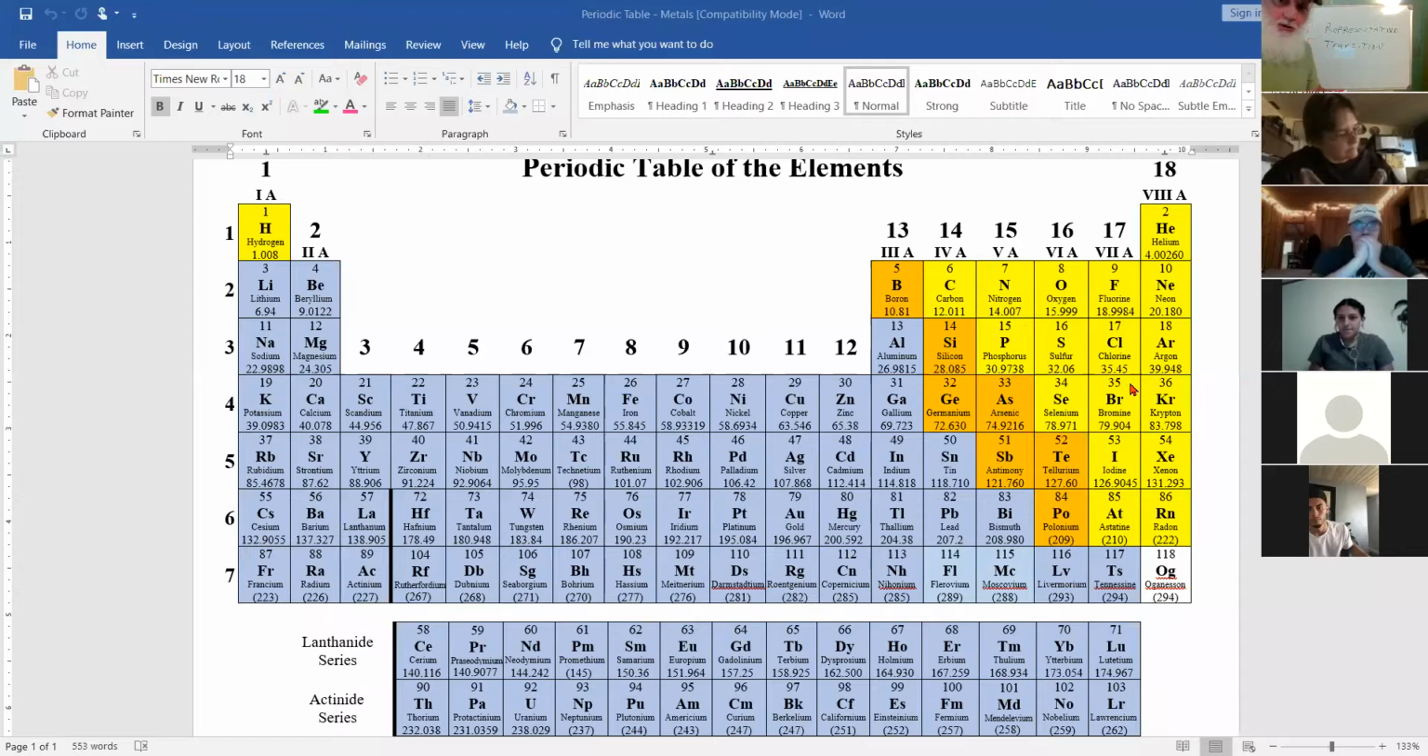Notice all the nonmetals are clustered together in the upper right-hand corner, except for the very first element, hydrogen. You might wonder why hydrogen is not over here next to helium, but there are reasons for it that we'll talk about later. Okay, any questions so far?